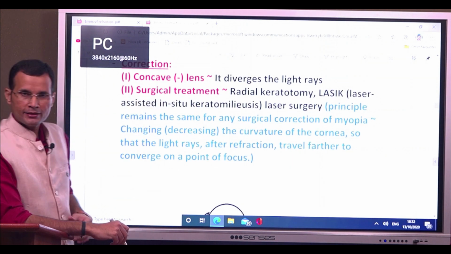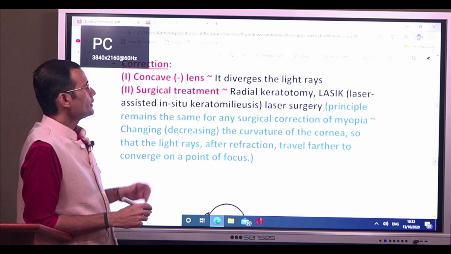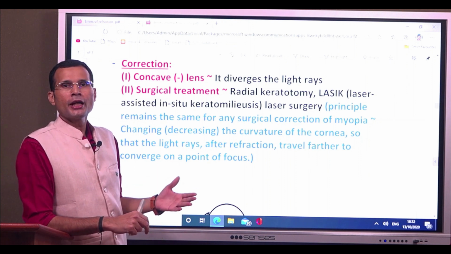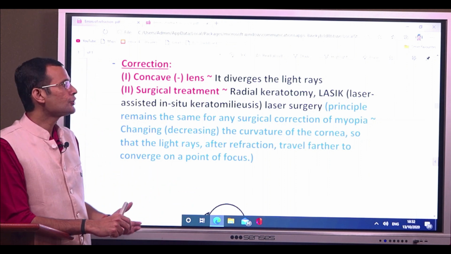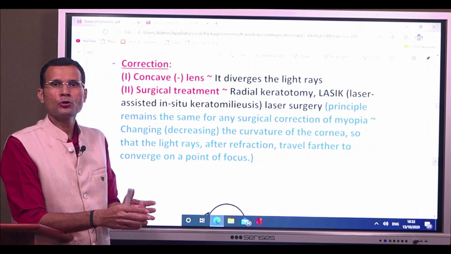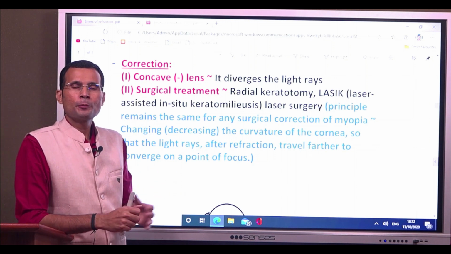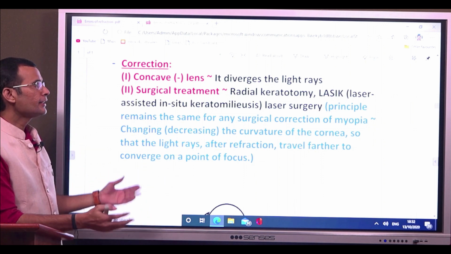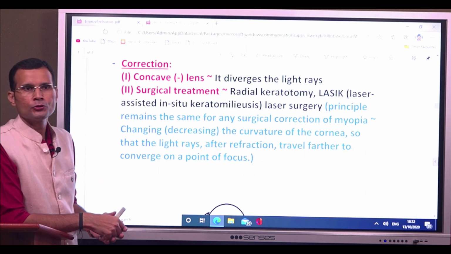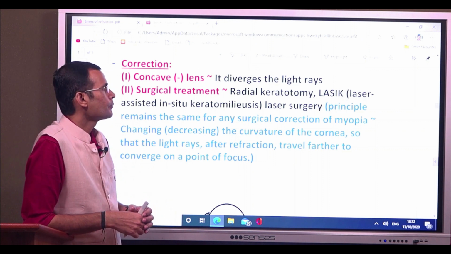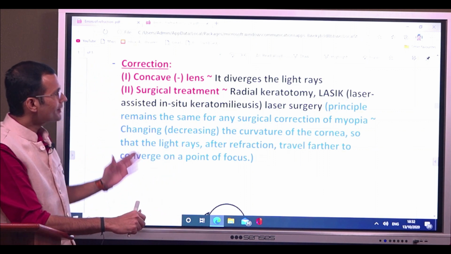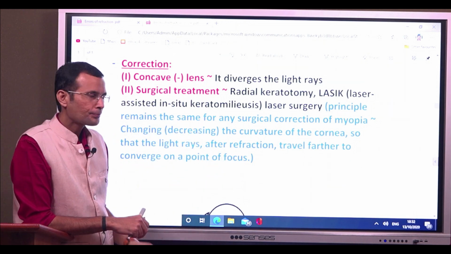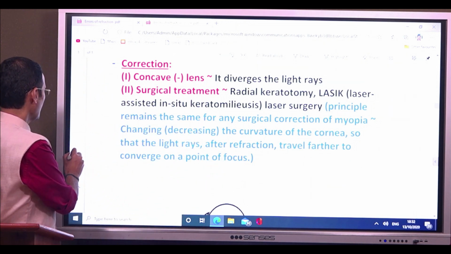Apart from the lens, there is a surgical treatment also available. In old times, the surgical procedure was radial keratotomy, the age-old procedure, and now with the recent advancements, LASIK is used. Most of you must be aware of it. LASIK is laser assisted in situ keratomileusis. That's LASIK.